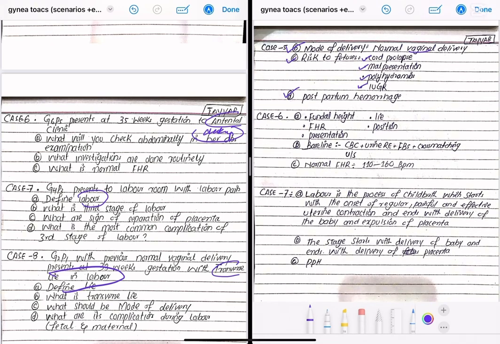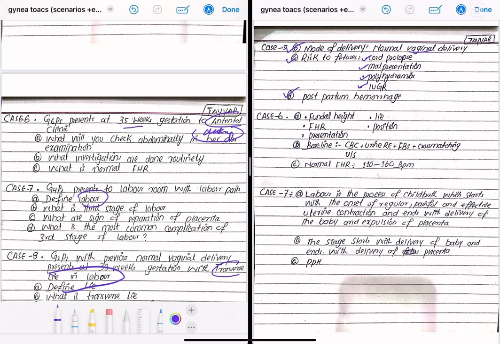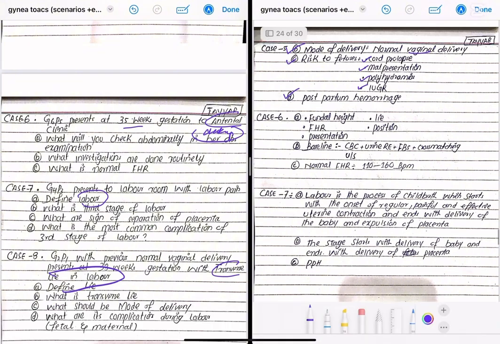Then case number 6: a G6P5 presents at 35 weeks gestation to the antenatal clinic. What will you check abdominally in her OBS examination? We will check for fundal height, lie, fetal heart rate, position, and presentation. What investigations are done routinely? These are baseline investigations, which are CBC, urine, full blood count, and cross-matching, and ultrasound. The normal fetal heart rate is 110 to 160 beats per minute.